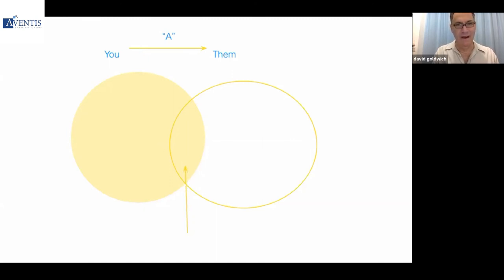Okay, isn't that it? So you've got your life, your job, your family, your problems. They also have all of their stuff. And then where you and them intersect, overlap, isn't that your relationship? That's how you would represent a relationship. So that relationship is transformed by giving them an A.